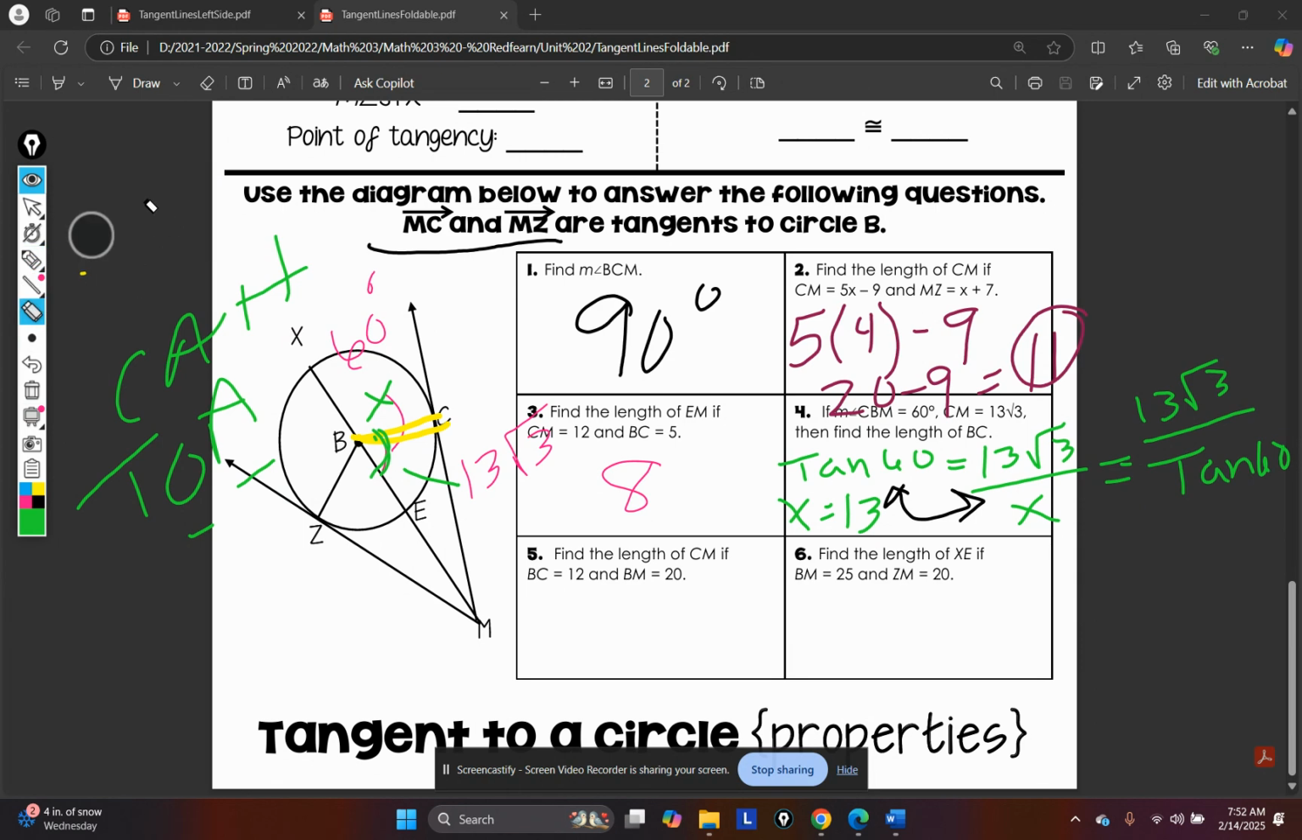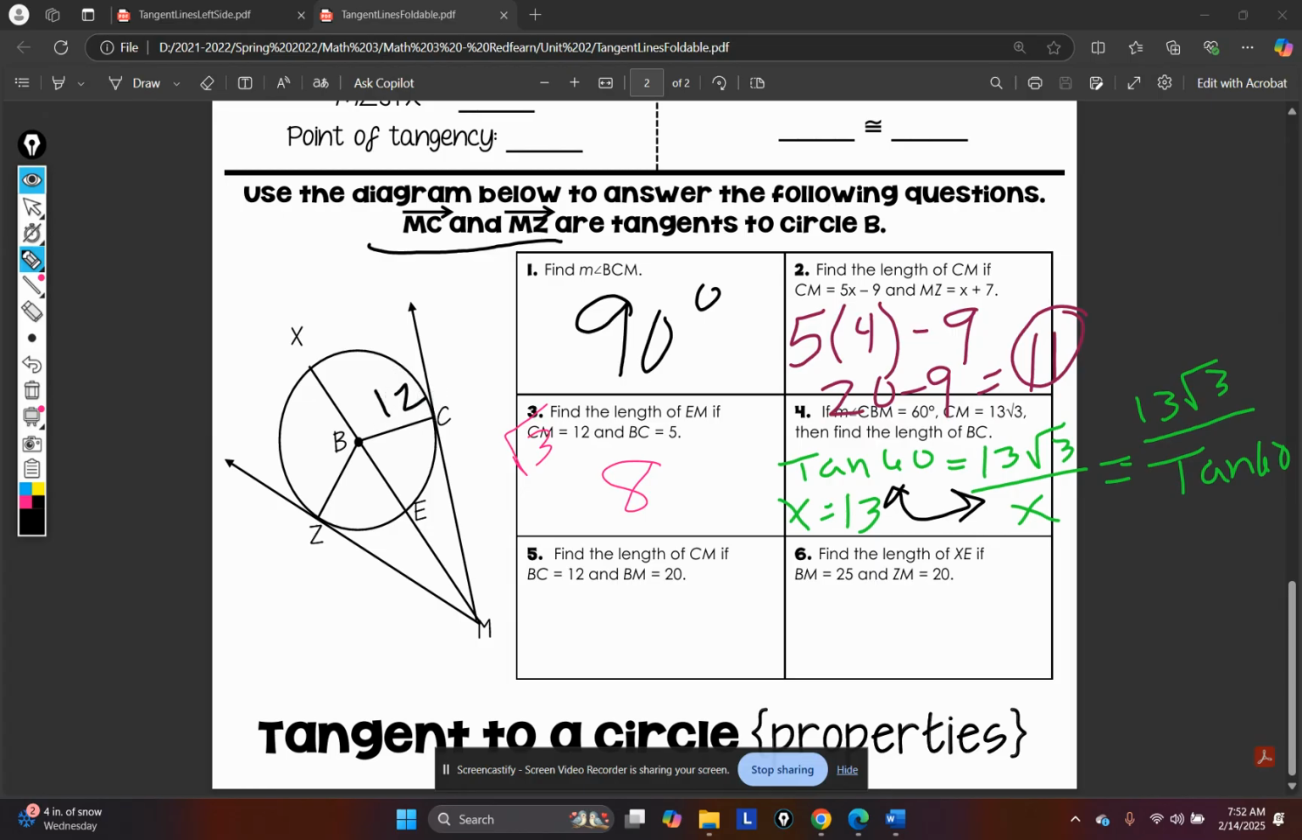Now, let's talk about question 5 and question 6. Question 5 says find the length of CM if BC is 12. So BC here is 12. And BM, the whole line, that whole line, BM is 20. Okay? The whole line is 20. It's asking you to find that.